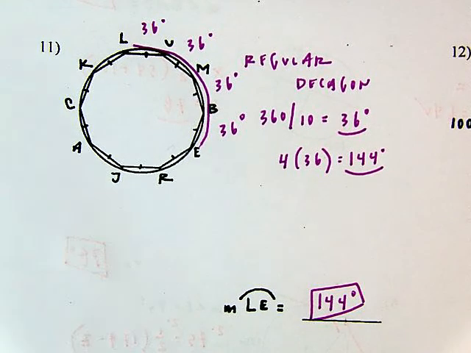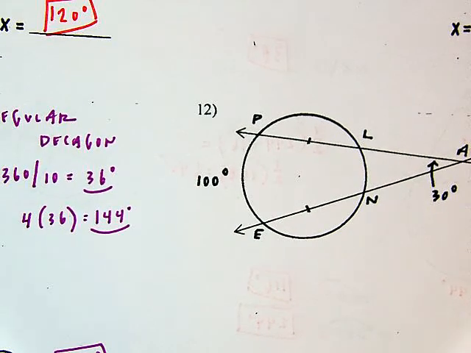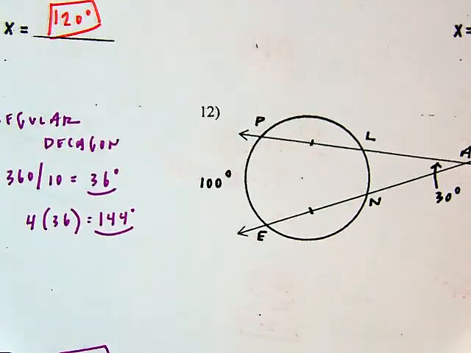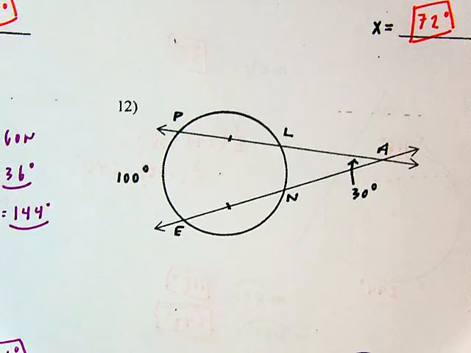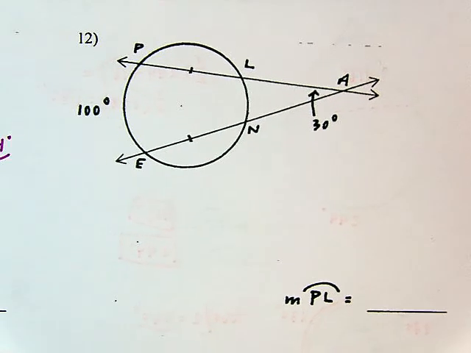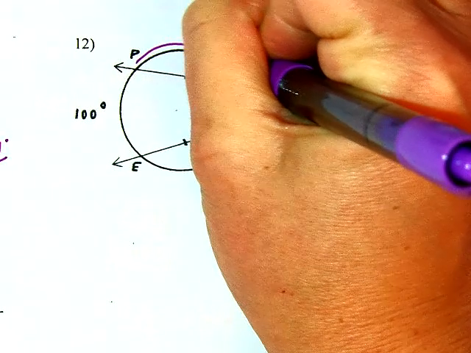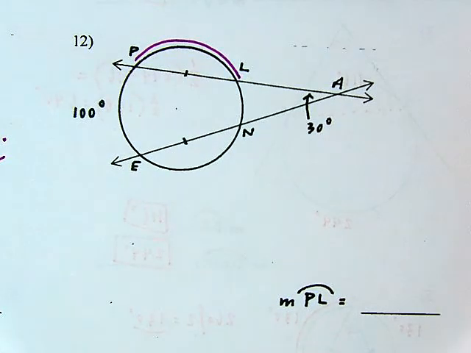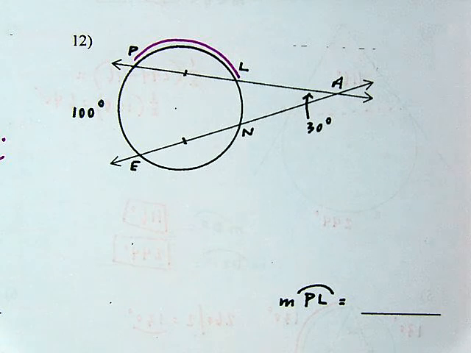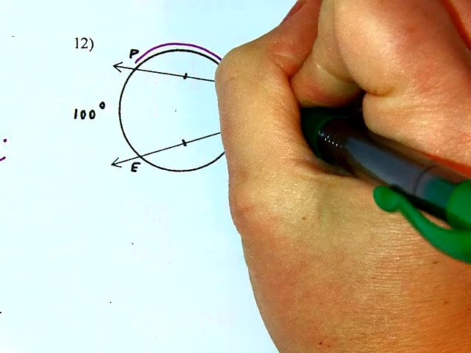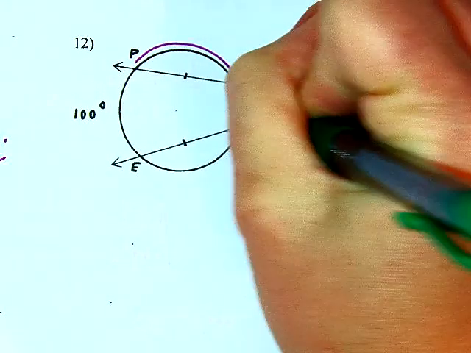All right, looking over at 12. So for 12, I'm looking at PL. So I want this measure in the end. So how do I get there? Well, I can't solve for that first. I'm going to have to solve for this missing minor arc right there first. So I'm going to call that x.